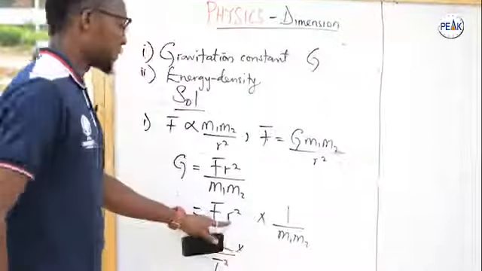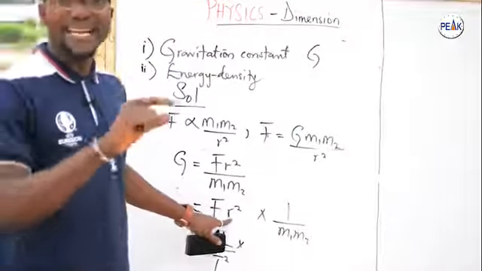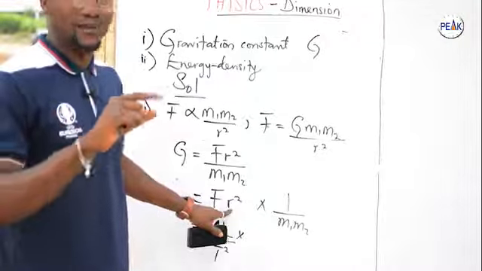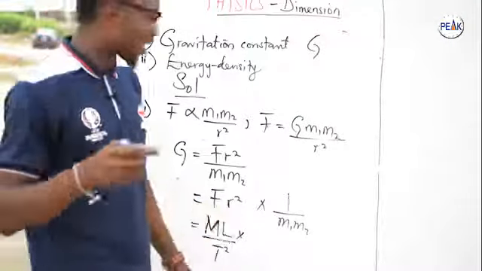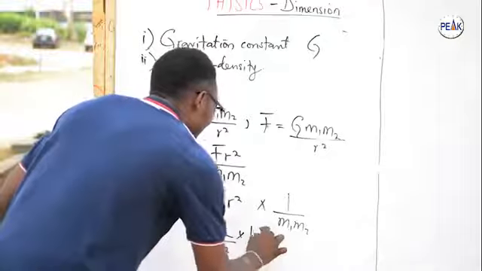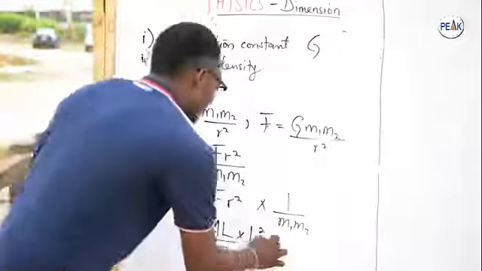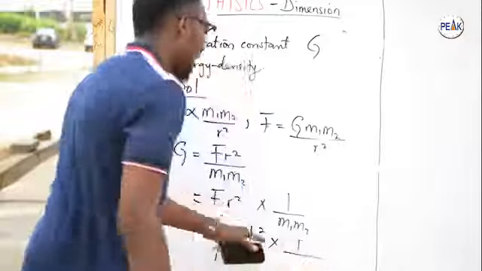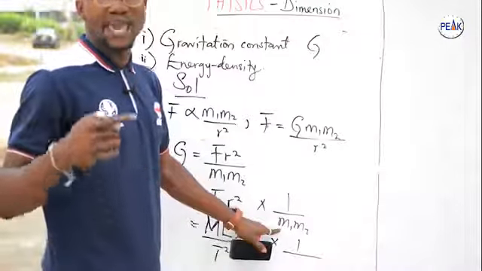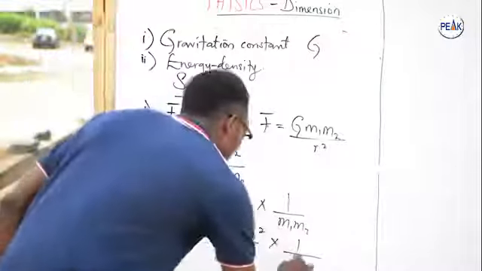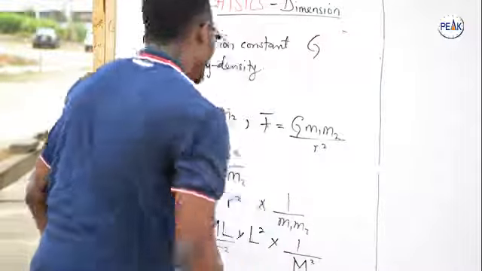Now this R is actually the distance between them, and that represents length. So I said whenever you see distance for dimension, you represent it with a capital L. So that means for this I have L² multiplied by 1 over, now I have two masses here. Of course the dimension for mass is M. So since I have two masses, M times M is M squared. So that means I have M² here.